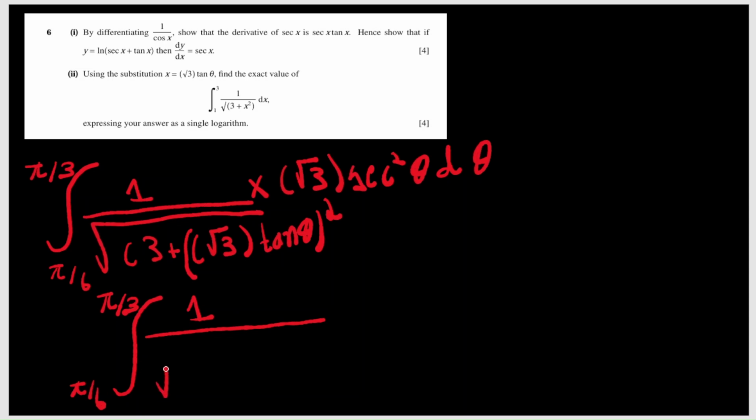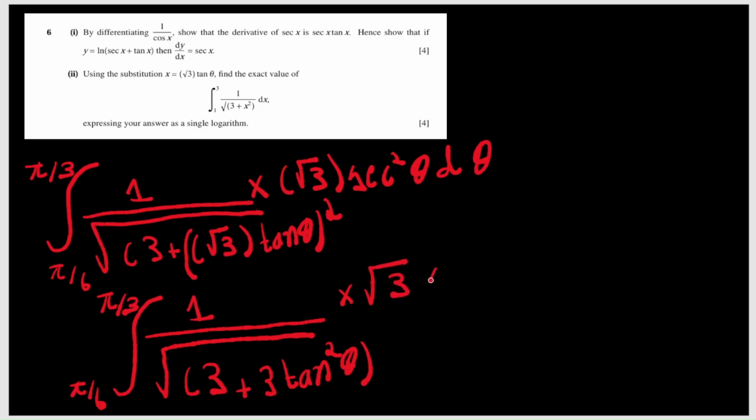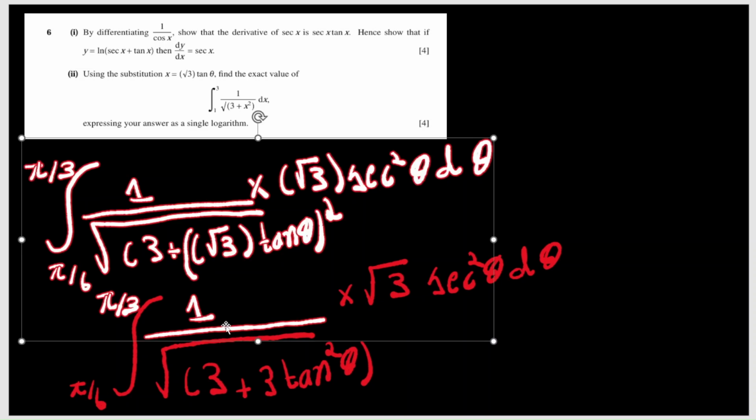So 1 over 3, this root 3, and this is going to get cancelled. So what we're going to be left with is 3 tan square theta, right? 3 tan square theta multiplied by root 3 sec square theta d theta, right? So what we can see over here is that 3 is common, so we can take 3 common over here. So let me just copy this. So what do we have?